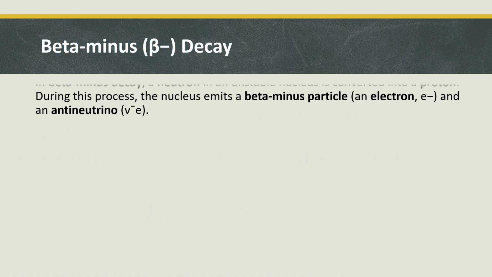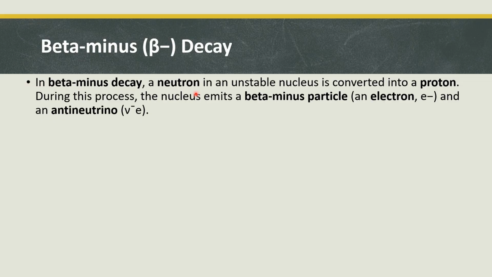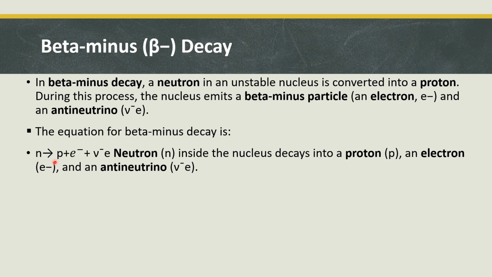Beta minus decay. So what happens in beta minus decay? In beta minus decay, a neutron in an unstable nucleus is converted into a proton. During this process, the nucleus emits a beta minus particle, that is an electron, and an antineutrino, symbolized by nu bar e. Okay, this is the equation for beta minus decay: n goes to p, where n means neutron and p means proton, plus electron plus antineutrino. Inside the nucleus a neutron decays into a proton, an electron, and an antineutrino.